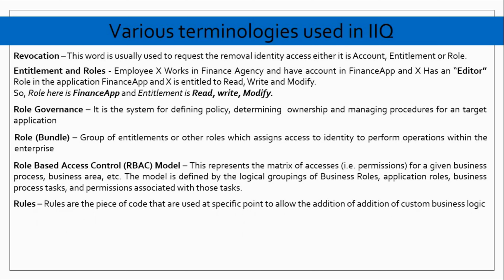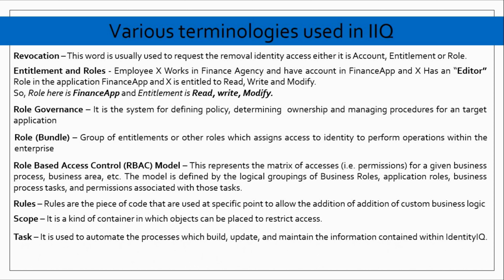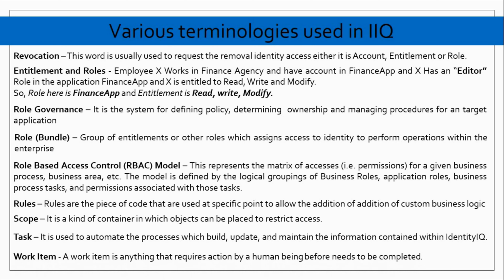Rules. Rules are pieces of code that are used at specific points to allow the addition of custom business logic. Scope. It is a kind of container in which objects can be placed to restrict access. Task. It is used to automate the process which builds, updates and maintains the information contained within IdentityIQ. Work item. A work item is anything that requires action by a human being before it can be completed. Let's go to the next slide.